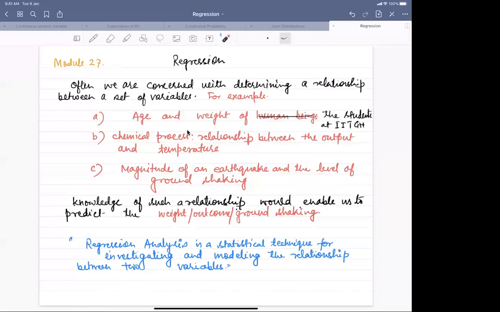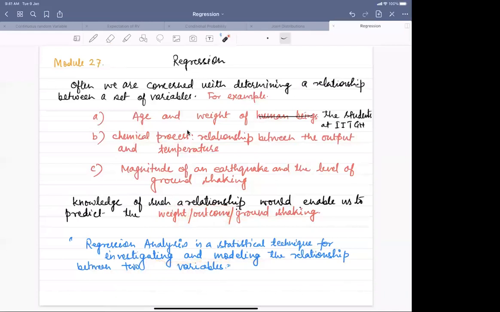Our interest in learning such a relationship mainly comes from the fact that we want to predict one variable if we know the other variable, as a function of it. For example, we want to predict weight as a function of age, or the outcome of a reaction as a function of temperature, or the ground shaking as a function of earthquake magnitude. So regression analysis is a statistical technique for investigating and modeling the relationship between two sets of variables, or more than one variable. It can be two or three variables, for example.